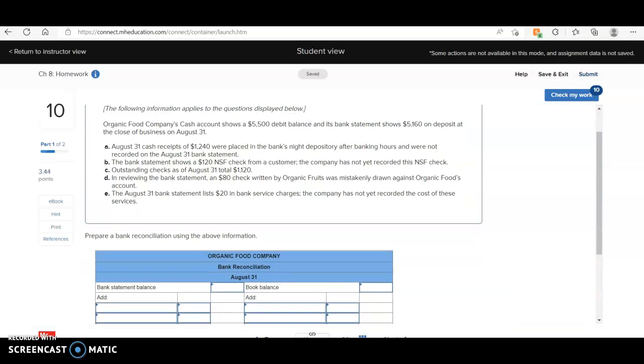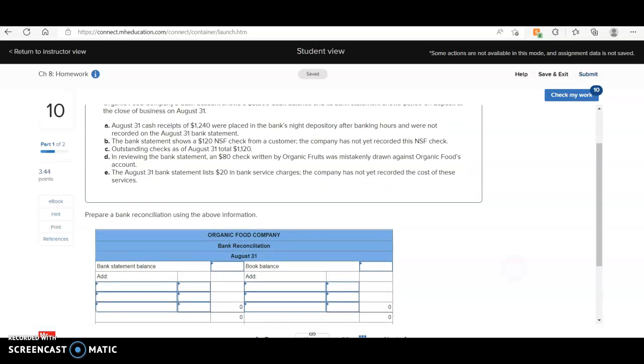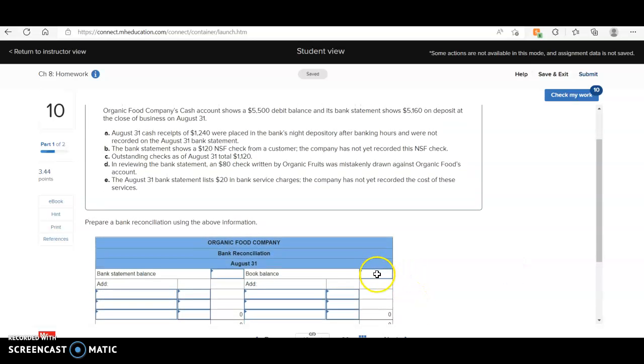And this is for Organic Food Company. And again, it gives us the cash account balance, which is the book balance. We're going to put that over here where it says book balance on the right-hand side, $5,500. All right. And then it says the bank statement has $5,160. So we're going to key in $5,160. And we see they don't equal. So that means we have some reconciliations we need to do.